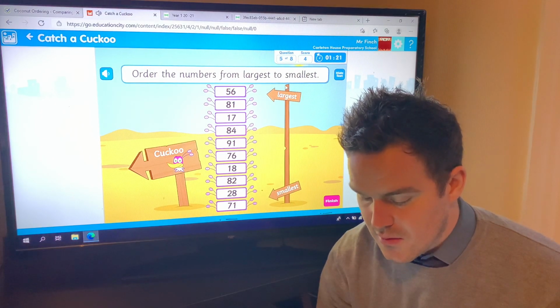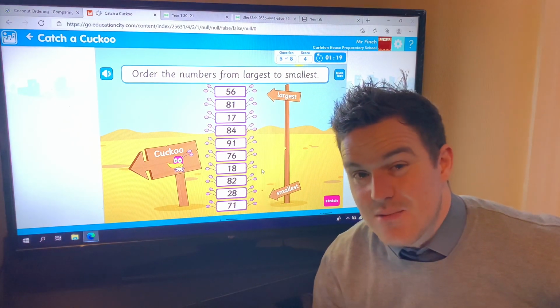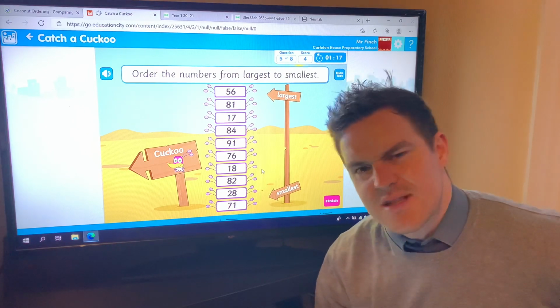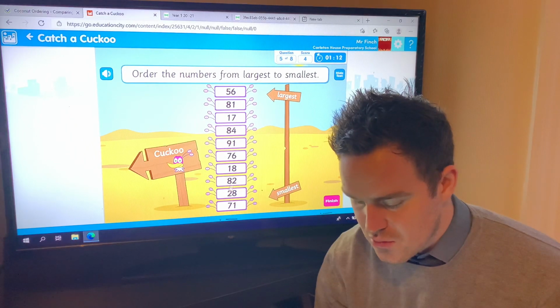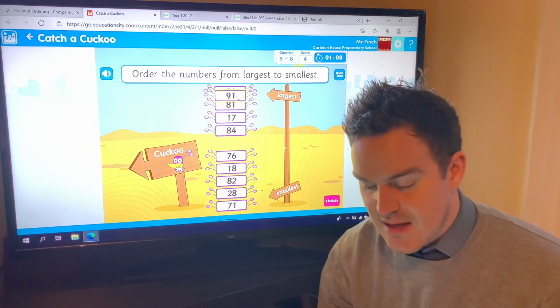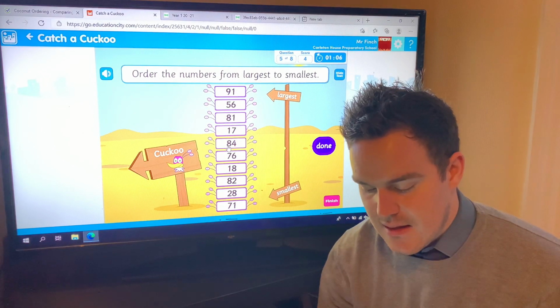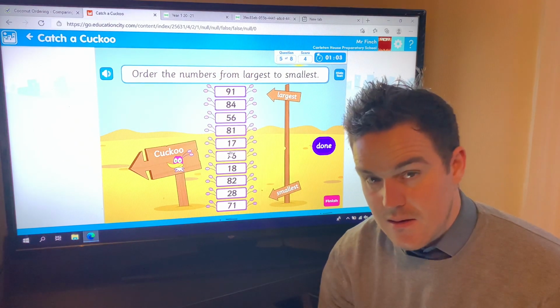Okay. Now, I wonder if I can skip this question. I probably can't, so I'll have to do it quickly because I want to see if it asks us something else. Okay, order the numbers from largest to smallest. Let's go. Biggest number of 10s I can see is 9 sets of 10. 8 sets of 10.